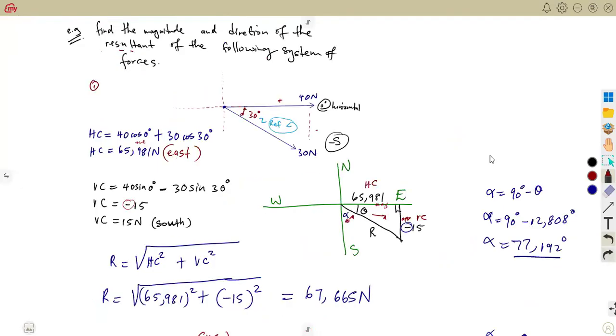Check where you are having that component, positive or negative. All right, so let's meet, guys, in the next class using the actual angle so that we just notice the difference on how to apply in our calculations.